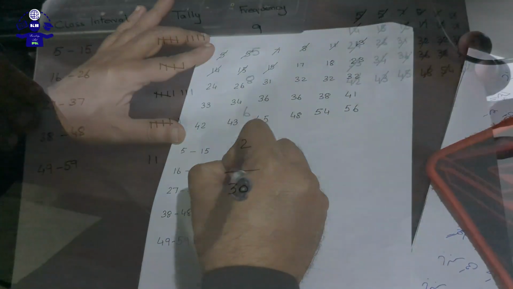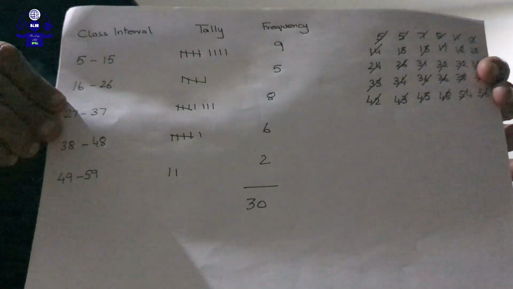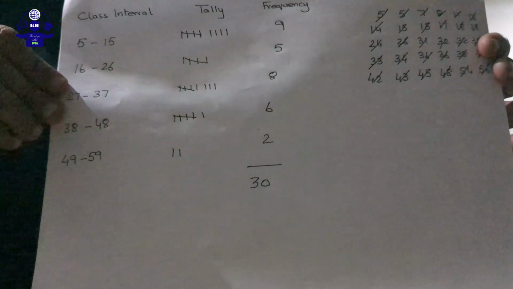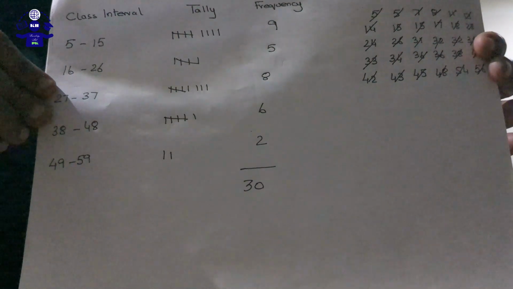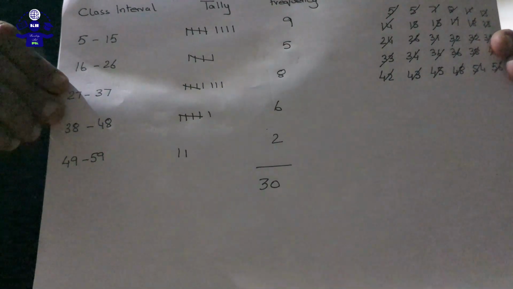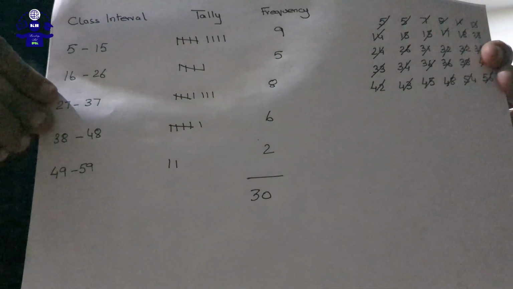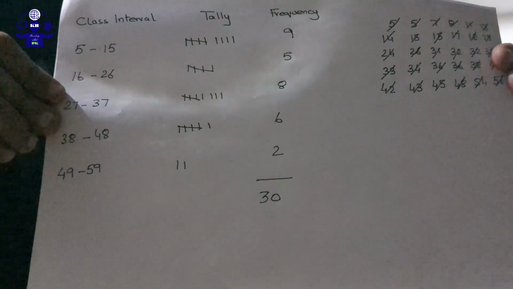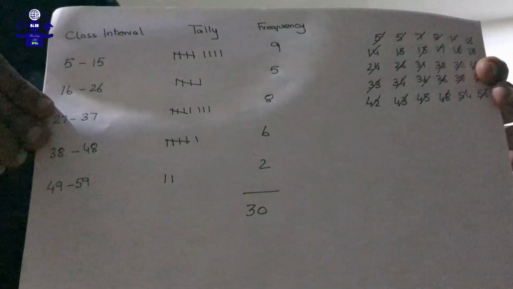Now we have got our tallies ready, and these tallies will tell us about the frequency of each associated class interval. Now let us start putting these frequencies alongside our class intervals. And this completes our lecture on group frequency distribution.